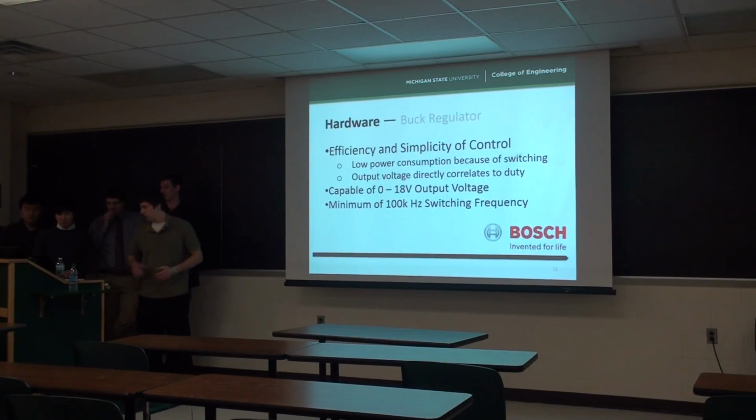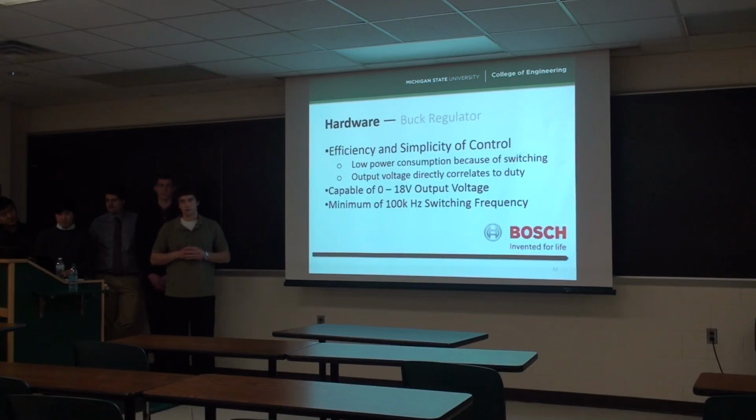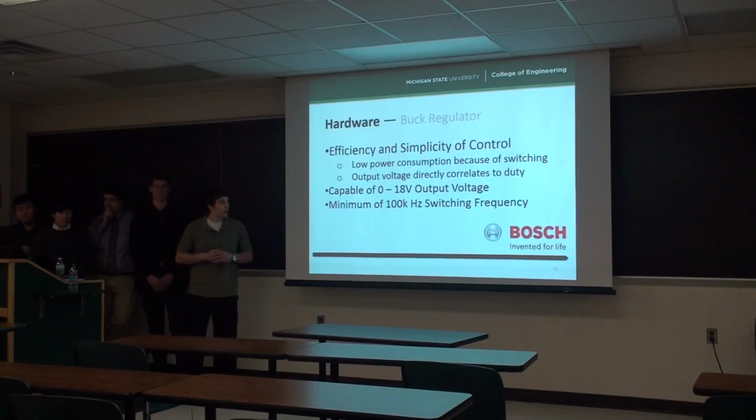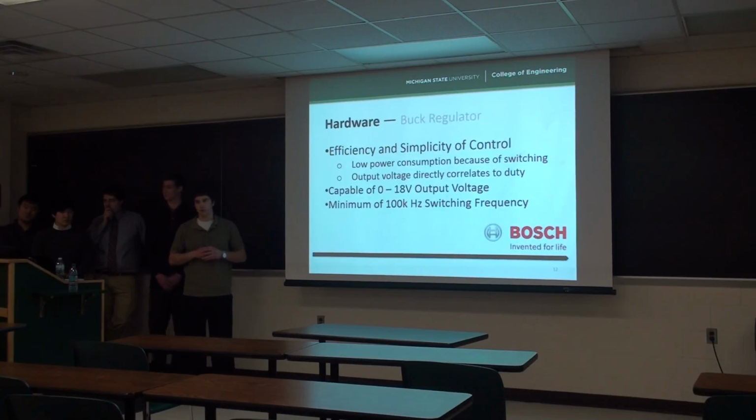To do this, we chose a buck regulator circuit. We also considered a voltage regulator using low dropout voltage regulators. Ultimately, we use this for the efficiency and simplicity of control. It also has a lower power consumption relative to the low dropouts. And then the control of it, the duty of our MOSFET directly correlates to an output voltage, so it'll be nicer to program. And then it's also capable of the range of 0 to 18 volts which they want.